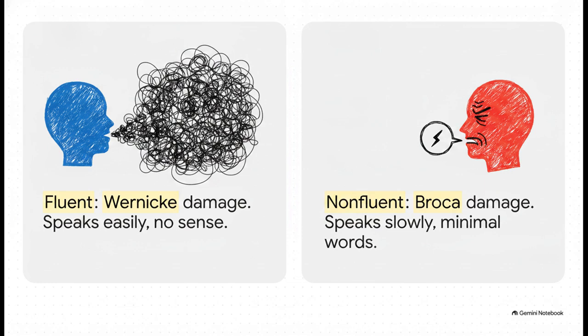Non-fluent aphasia, on the other hand, means damage to the Broca's area. They speak incredibly slowly and struggle to get even minimal words out. So just remember, Wernicke equals fluent nonsense. Broca equals slow, non-fluent struggle.